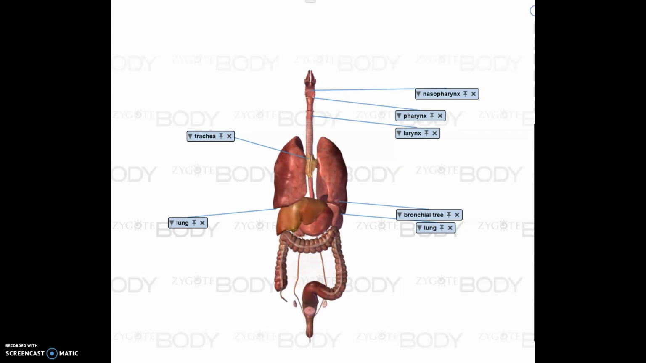Hi, my name is Megan McMaster, and I will be going over the 6 structures of the respiratory system.